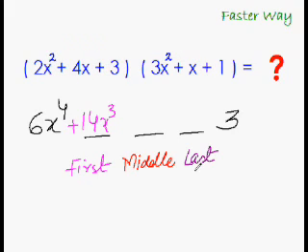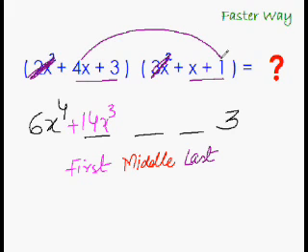Now, to get the last middle term, all you have to do is do the rainbow multiplication with the last 2 terms of this trinomial. That is, ignore the first terms. So, this would be 4x plus 3x, that is 7x.